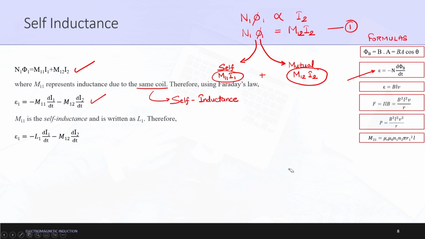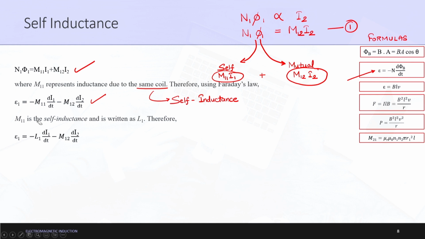M11 here is the self inductance already told to you and is written as L1. We already know that anything due to self is denoted by capital L and anything due to mutual, that is due to the neighboring coil, is denoted by capital M. Therefore, M11 is the self inductance and is written as L1. So, in place of M11 we wrote L1, and epsilon 1 is equal to minus L1 di1 by dt minus M12 di2 by dt.